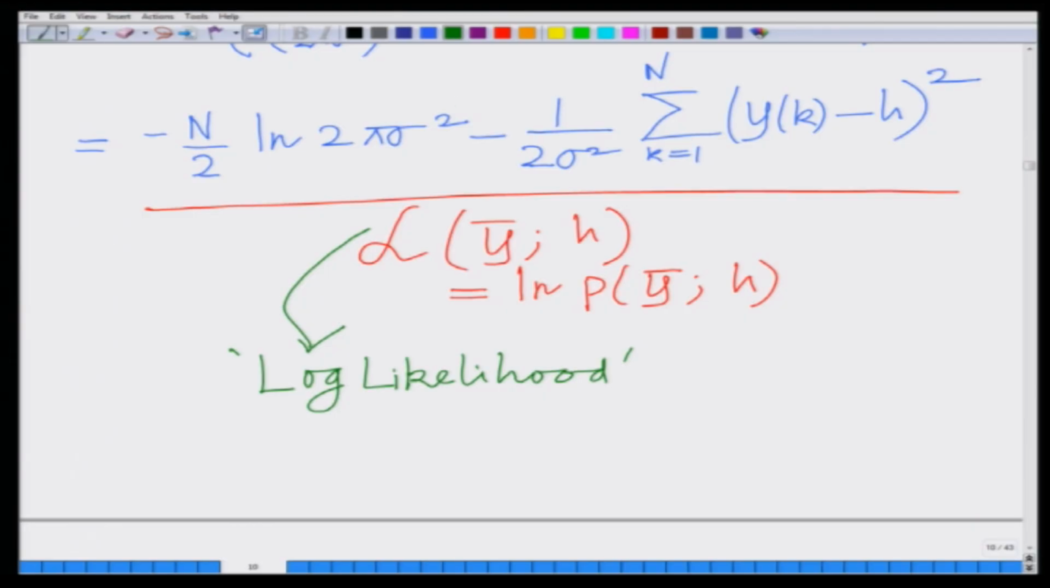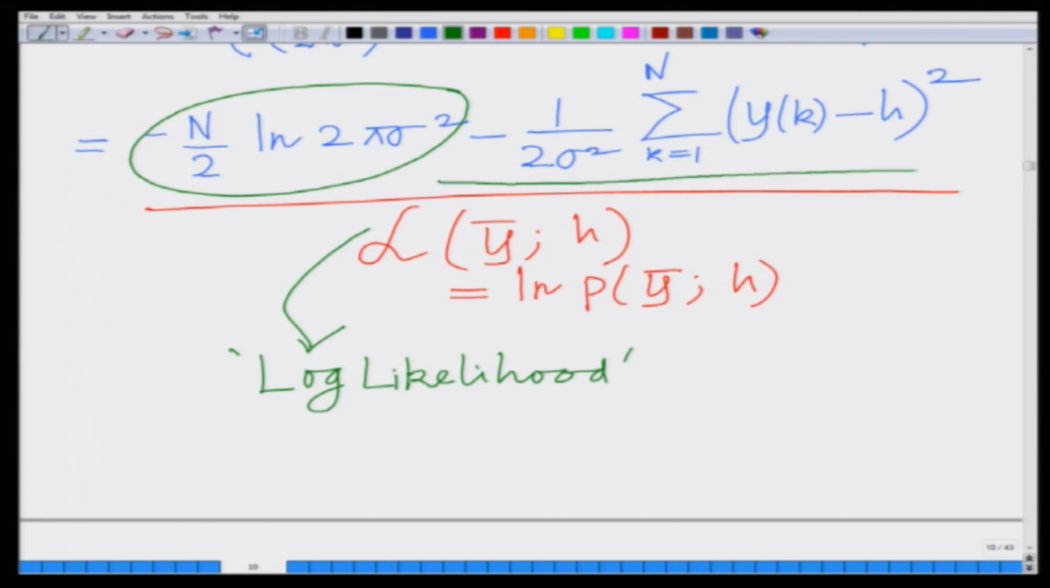And now you can observe something interesting. Look at this part in the log likelihood, this is always a constant, so I need not worry about maximizing it. If the function is maximum, the function plus a constant is also a maximum. So I need to maximize this other part, but this part has a negative sign, so I need to minimize this part.